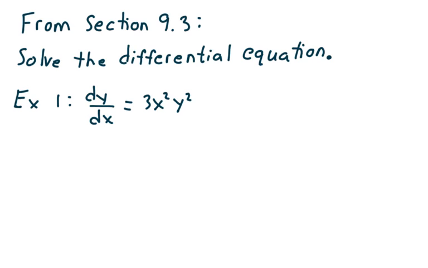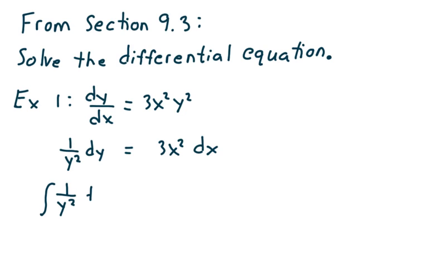So this is a separable differential equation, so I could write it as follows. 1 over y squared dy is equal to 3x squared dx. Now what I want to do is integrate both sides. So the integral of 1 over y squared dy is the same as the integral of 3x squared dx.